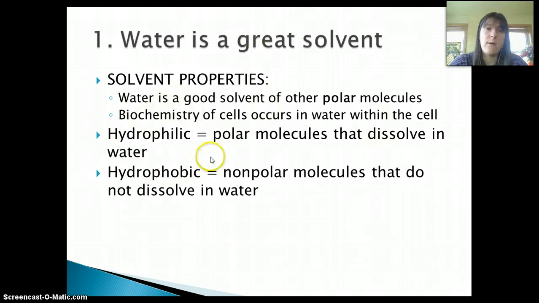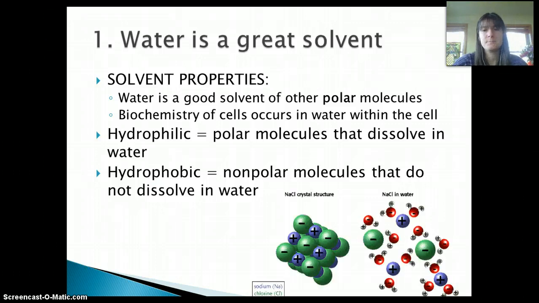Anything that's dissolvable by water, we call that hydrophilic. If we break this down, hydro means water, philic means you like it. So hydrophilic are things that like water. Hydrophobic is sort of the opposite, where you have hydro, water. Phobic is something that's not liked. And so these are going to be all nonpolar molecules that don't dissolve in water. We see hydrophobic interactions a lot in biology when we're looking at membranes, we're looking at lipids, which we'll talk a lot more about later.